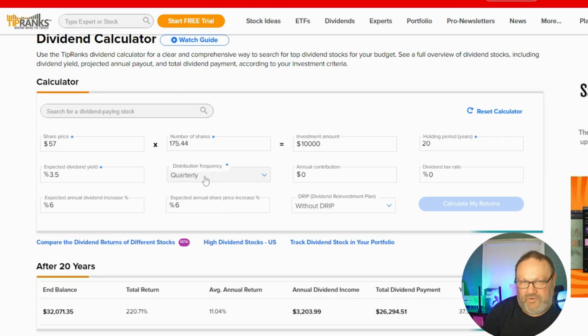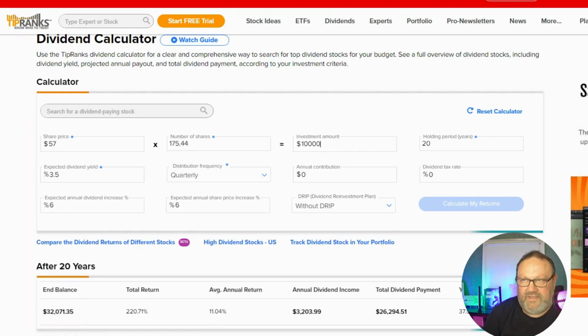Distribution frequency is quarterly for the dividends. We're not currently putting anything else in addition, so no further investing. We're not reinvesting the dividends to begin with. Tax rate I've put as 0 because this is within our TFSA. The expected annual dividend increase percentage is 6%, which is current.